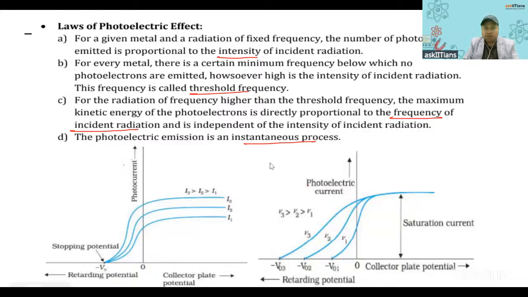So that diagram also is important. That is not there in the presentation. The diagram of collector plate and emitter plate, right? That diagram from the NCERT is also important, right?